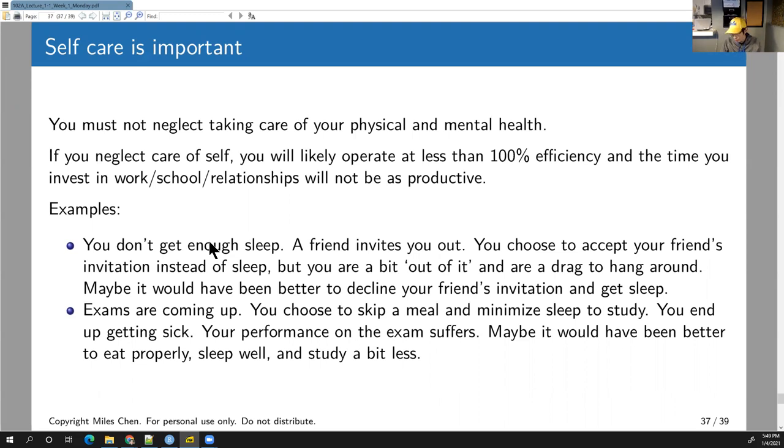Or for exams, if you choose to skip a meal and minimize your sleep in order to study, you might end up getting sick, or your brain just might not function as well, and maybe your performance on the exam suffers. So in those cases, maybe it would have been better just to sleep and eat properly and not study as many hours, okay?